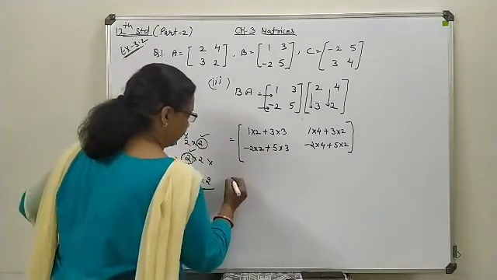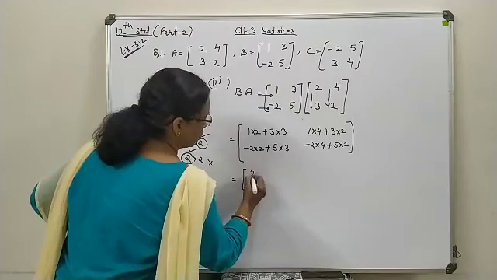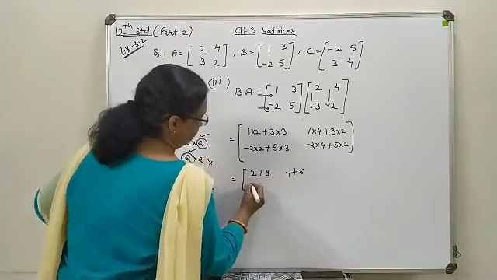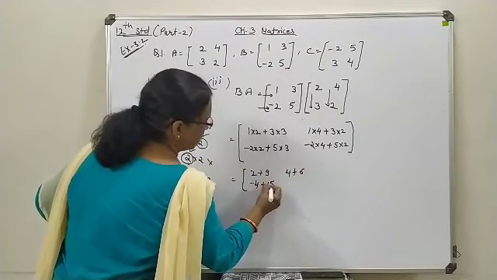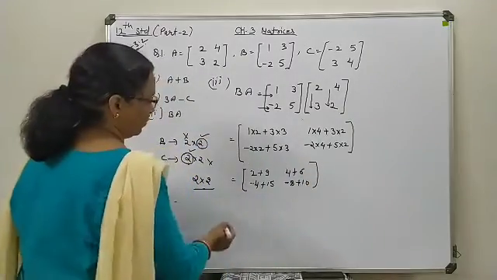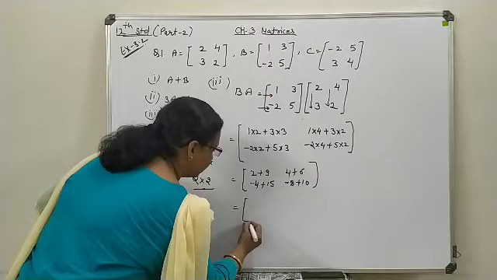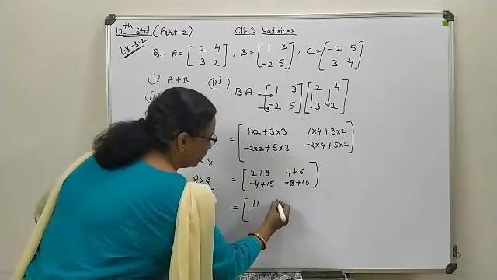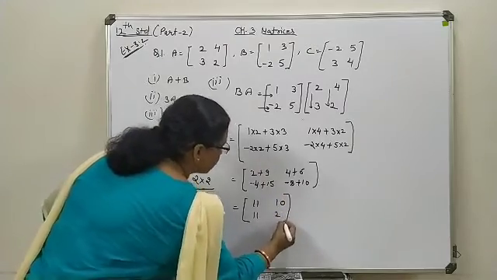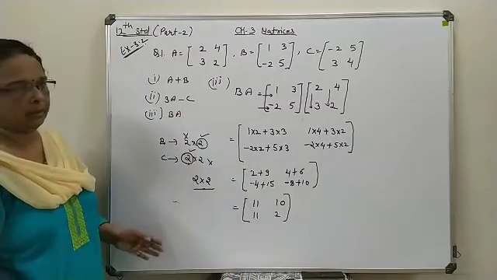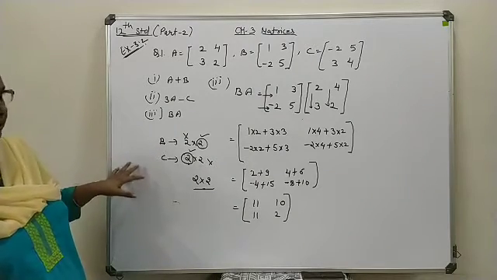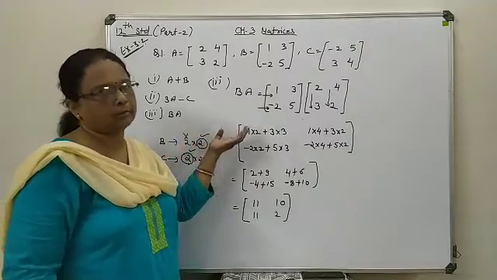Now perform the product and addition. This is 2, 9, 4, 6, minus 4, 15, minus 8 and 10. Go for addition and subtraction, which will give you the final answer. It is 11, 10, 11 and 2. So this is the product of B and A. This way multiplication of matrices is to be performed. It doesn't matter whether you are dealing with 2 by 2 or 3 by 2.